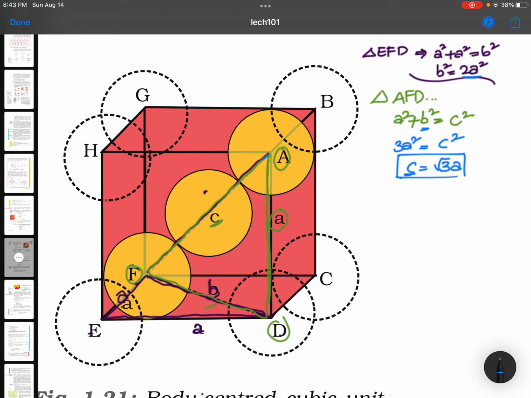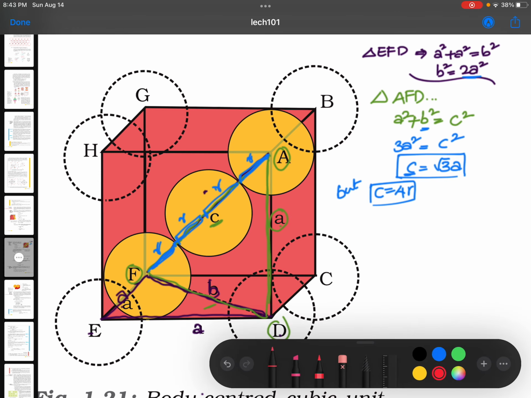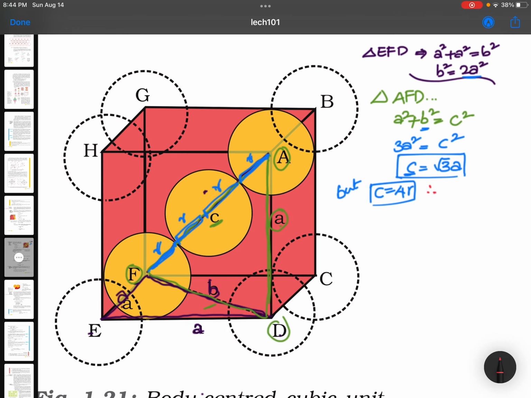Now, we are looking at C. But see, this is one radius. Here 2 radius are there. This is a radius, this is another radius, and this is one more radius. So radius 1, radius 2, radius 3, radius 4. 4 radius. So C is equal to 4R. Now your questions will come from this part. Therefore, root 3 A is equal to 4R.